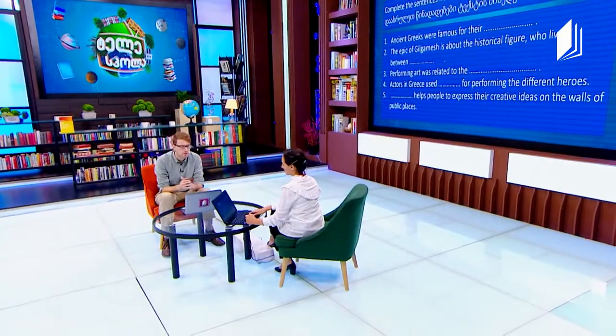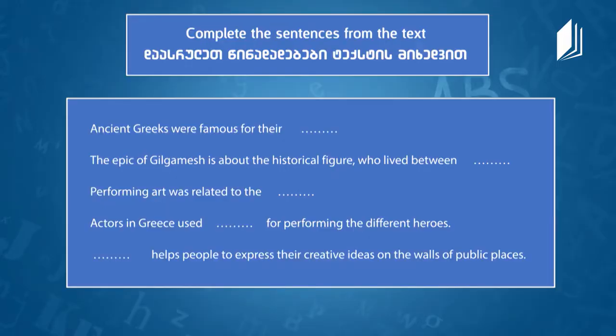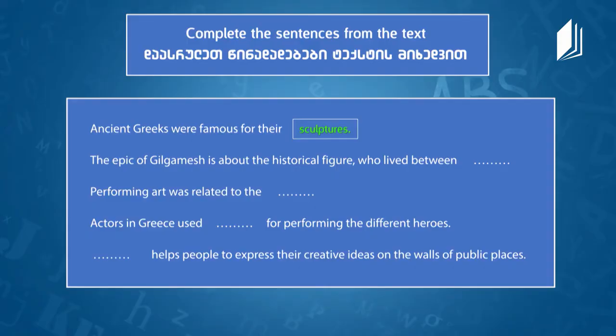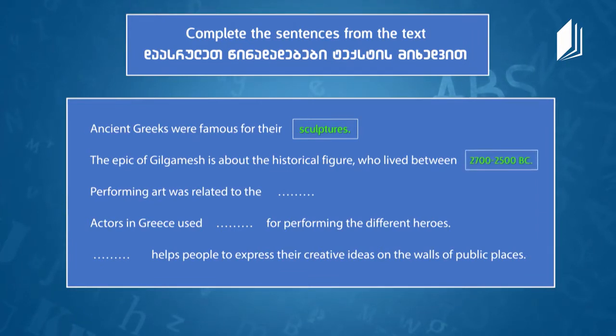So, Lika, for the first one, ancient Greeks were famous for their what? I think it was sculptures, right? Oh, exactly right. And what about number 2? The Epic of Gilgamesh is about the historical figure who lived between what times? So this is 2700, 2500 BC. Oh, exactly.